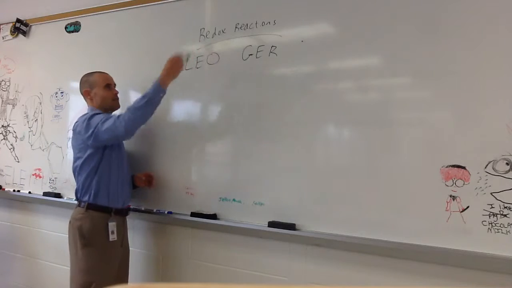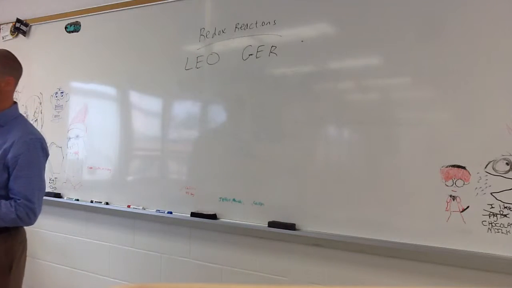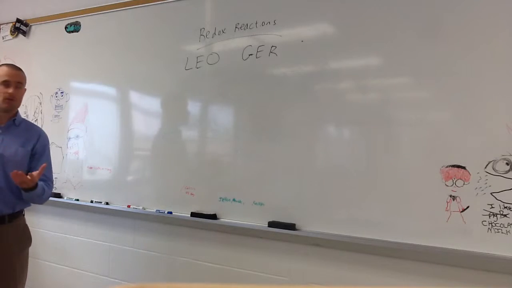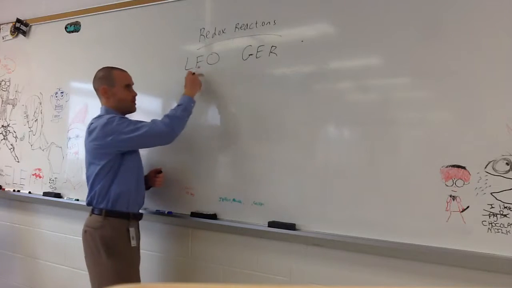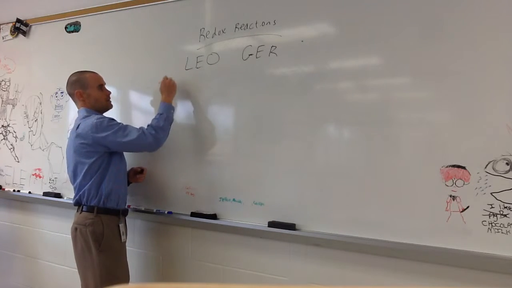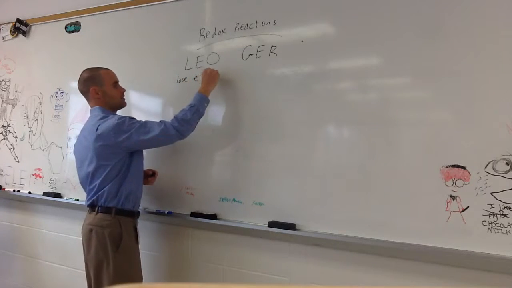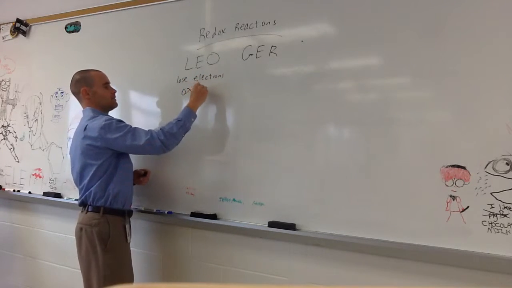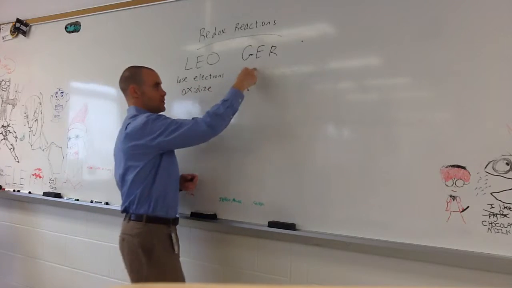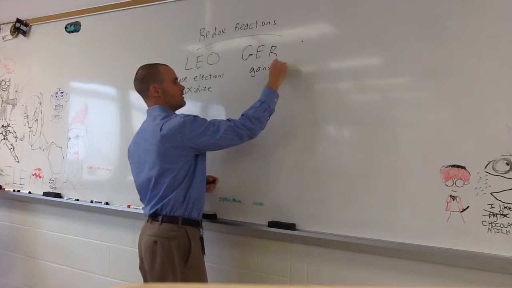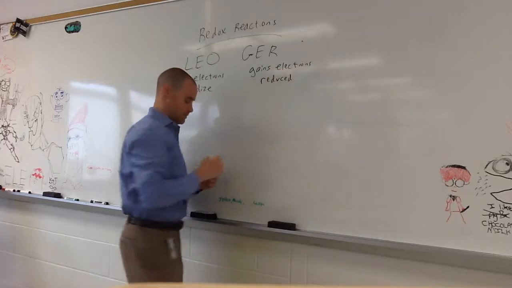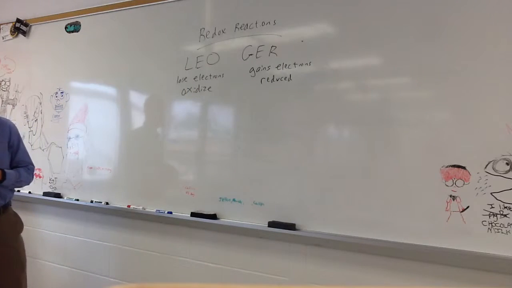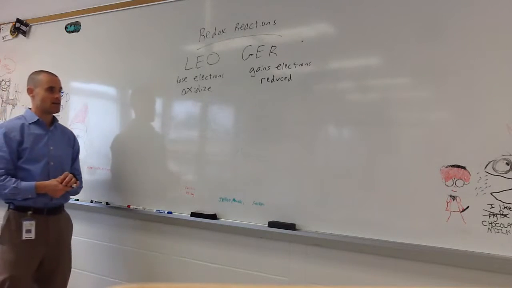So a redox reaction is when elements or compounds are either oxidized or reduced. You've heard those terms before. So it's important to start right now to memorize what this stands for. LEO stands for lose electrons, oxidize. I'll explain what that means in a minute. GER stands for gains electrons, reduce. Lose electrons, oxidize; gain electrons, reduce. And redox stands for reduction oxidation.